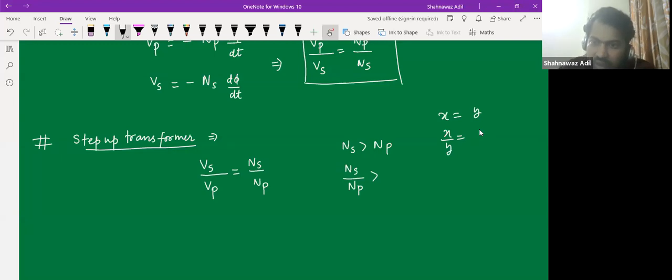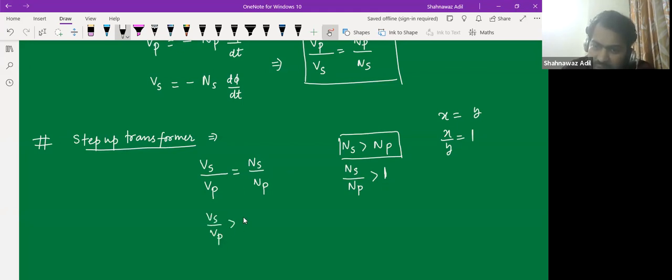So that would be 1, right? There would be 1 in here. Similarly, if I increase the number of turns in the secondary coil, then this Ns by Np would be greater than 1. If I put this value in here, what will I get?